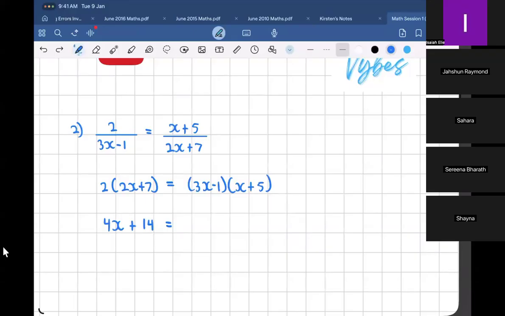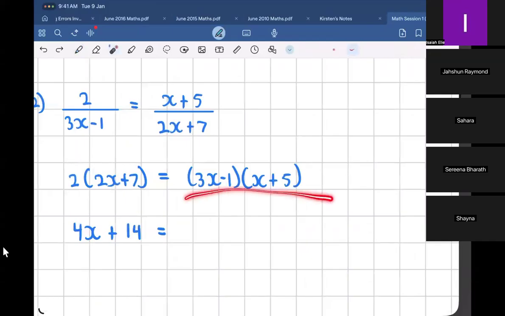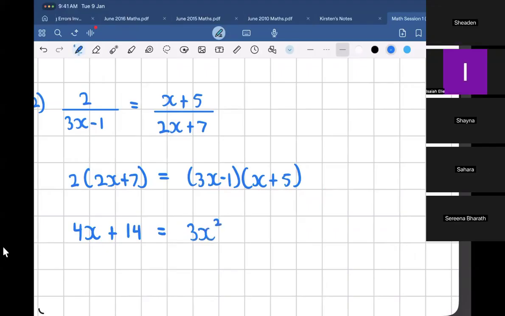All right, so Shana, I trust that you know how to expand this, so I'll start you off. 3x by x is 3x squared. What next? The 3x by positive 5 will be positive 15x, right? Then minus 1 by x is minus x, and then minus 1 by positive 5 is minus 5.